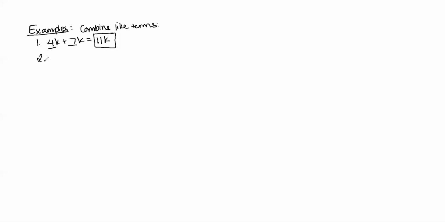Number 2, 4r minus r. This is another one where I tend to see mistakes because people see r's and they're like, oh, well, we're subtracting it. We just want to get rid of it. But we have 4 r's and we're subtracting 1 r. So we're left with 3 r's.